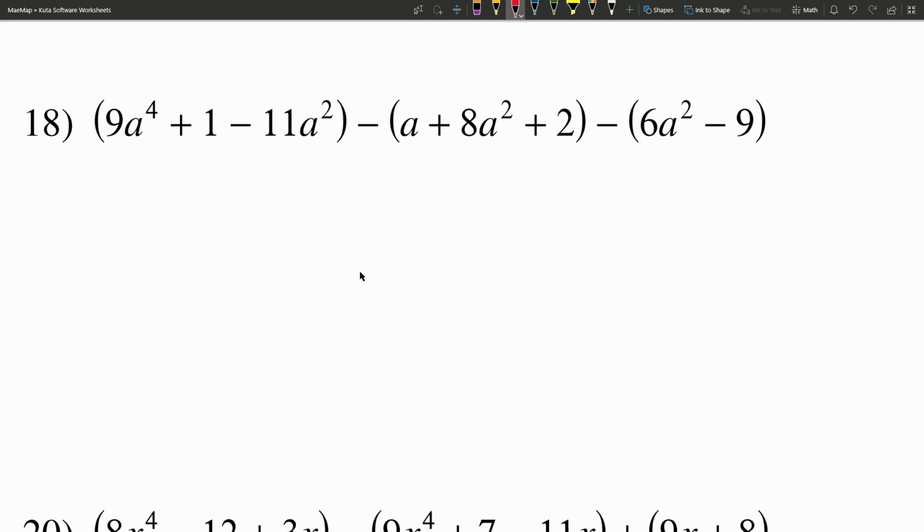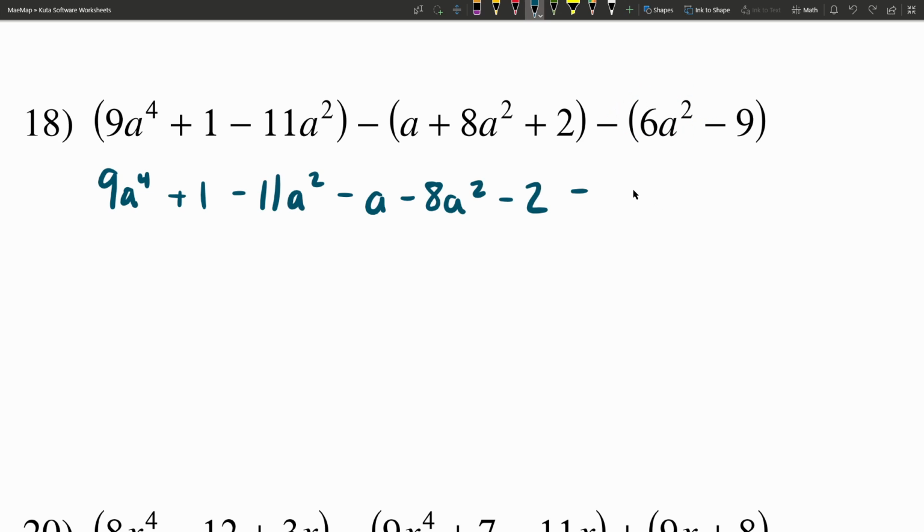Again, for number 18, we're dealing with 3 separate polynomials, where both the second and third are indeed subtracted, so we're going to need to remember to distribute that subtraction through. So writing this, we're going to have 9a to the 4th. Since this polynomial is just simply positive, we're going to take the signs as is, so 9a to the 4th plus 1 minus 11a squared. Then I'm subtracting a positive 8a squared, which is subtracting 8a squared, and then subtracting a positive 2, then subtracting 6a squared, and then subtracting a negative 9, so adding 9.